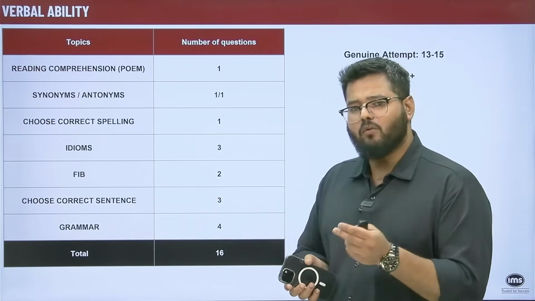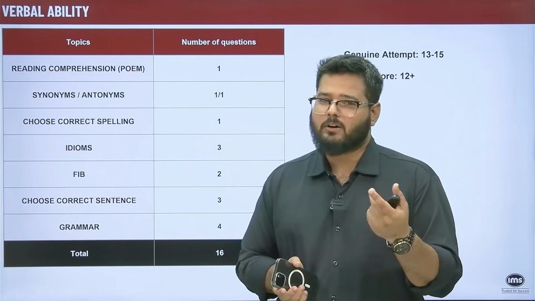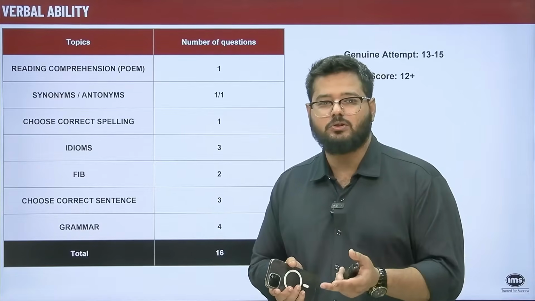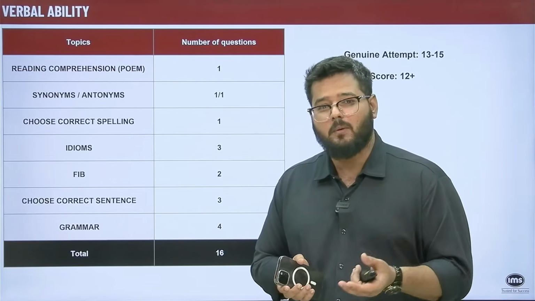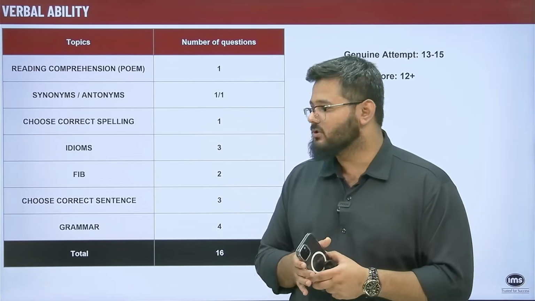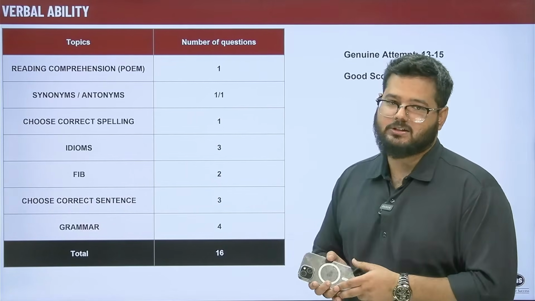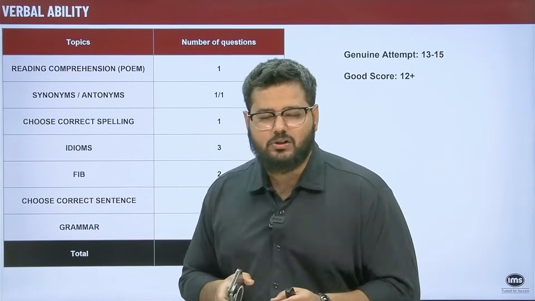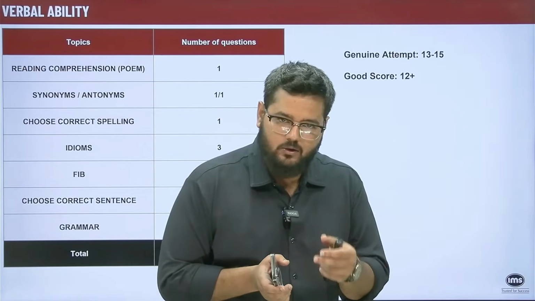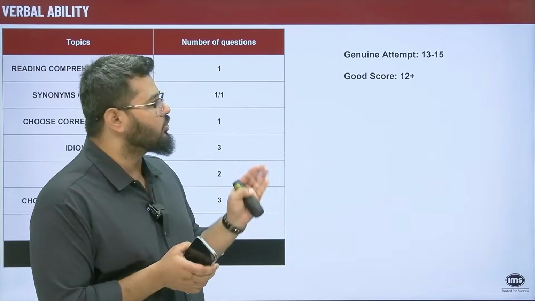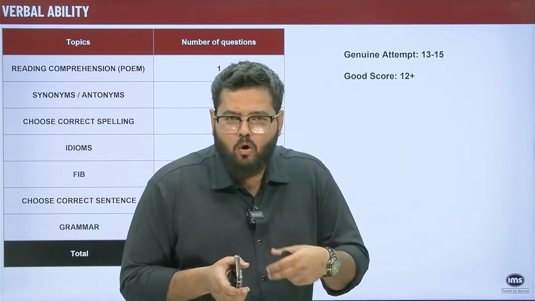And there were 4 questions on grammar. One question on articles, 2 questions on tenses, phrases, verbs were asked, proverbs were asked. So these types of questions were tested in this section. Now again, I feel in a section like this, a student can easily attempt genuinely 13 to 15 questions with a good score of 12 and more than 12.